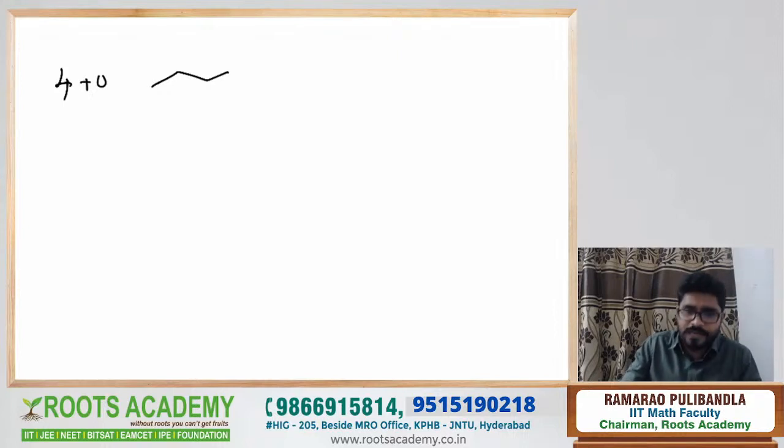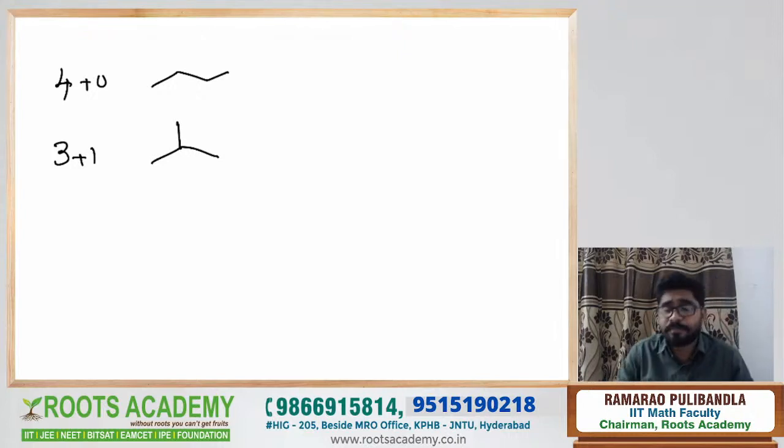Okay, 4 plus 0 means 4 carbon atoms in the parent chain or main chain. There are no branch chains. The next one is 3 plus 1. 3 carbon atoms in the main chain and 1 carbon atom as the side chain. So this is N-butane, this is isobutane.